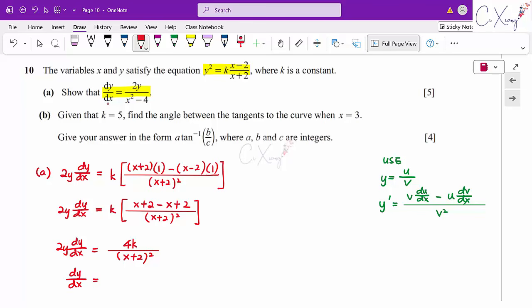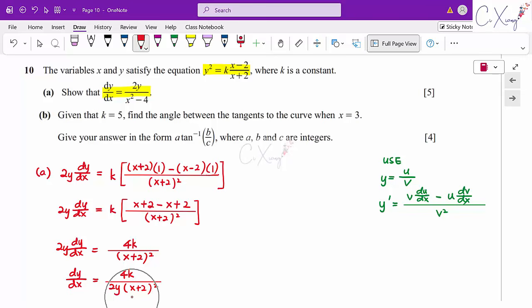If I move my 2y to the left hand side, then what I will have is 4k divided by 2y multiplied with (x plus 2) squared. Okay, is there any problem so far? Right, then now let us try and have a look again.